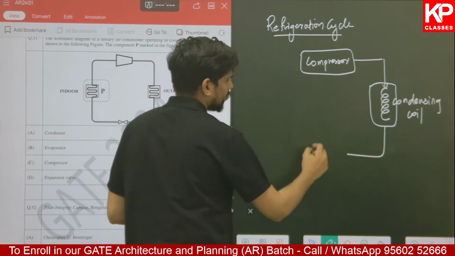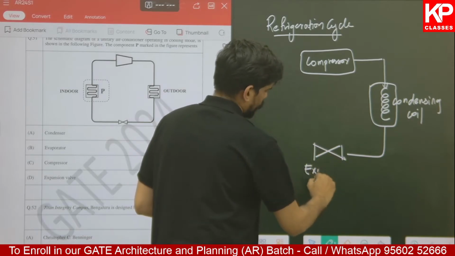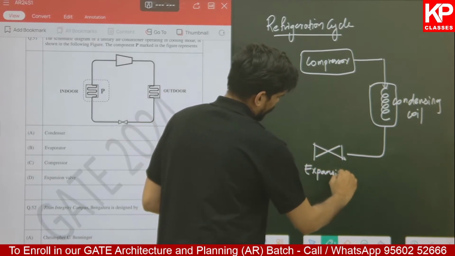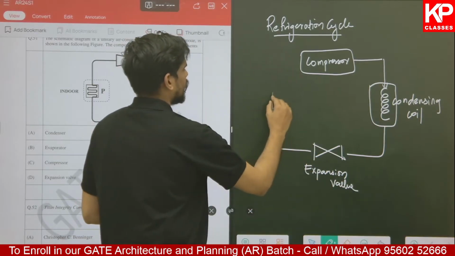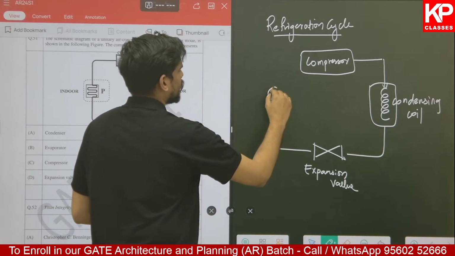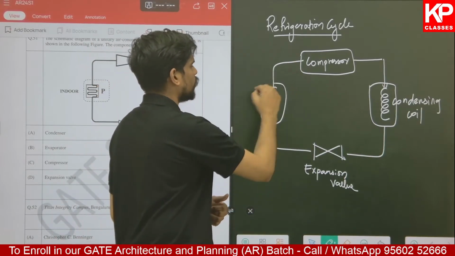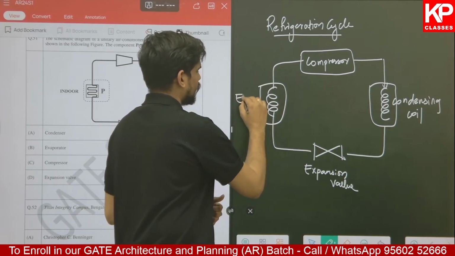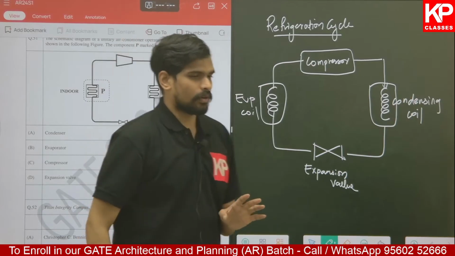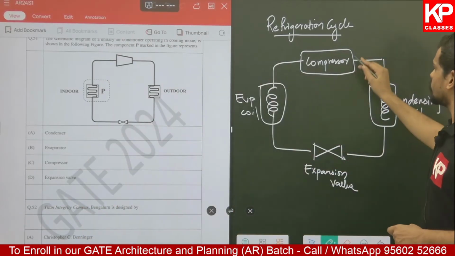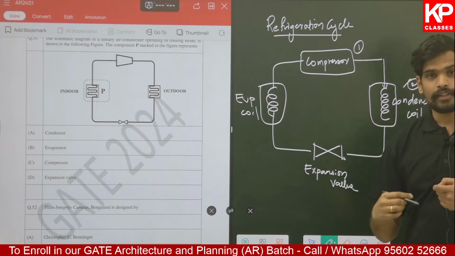Then the third component is an expansion device or an expansion valve. And then comes the indoor coil, which is the evaporator coil, where the evaporation of the refrigerant takes place in the indoor unit of the air conditioner. So these are the four components of the refrigeration cooling cycle, starting with the compressor, number one, then the condensing coil, where the refrigerant is condensed to liquid.